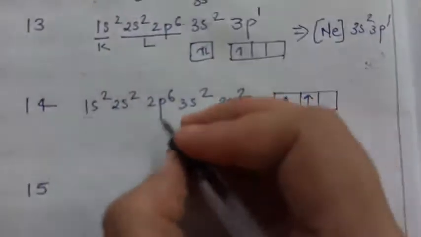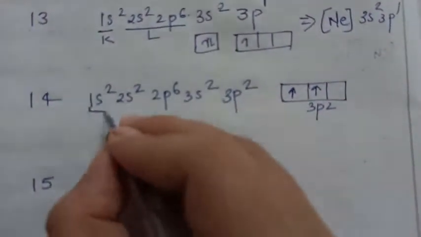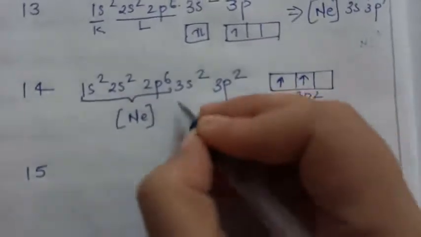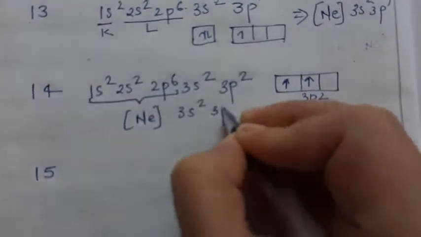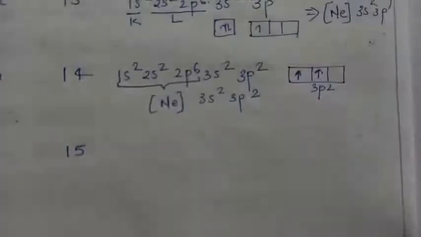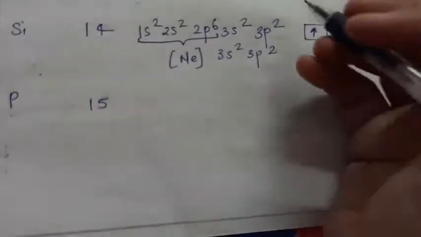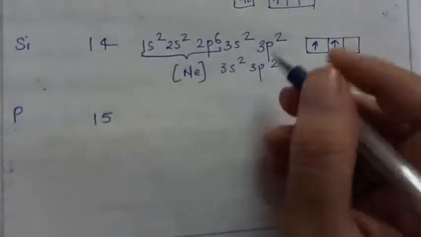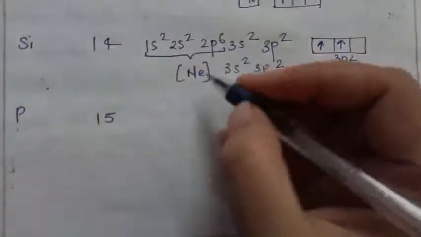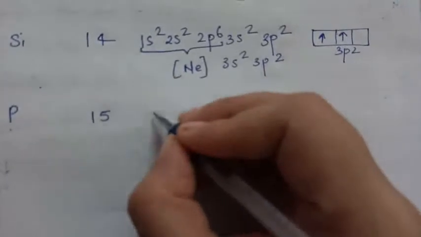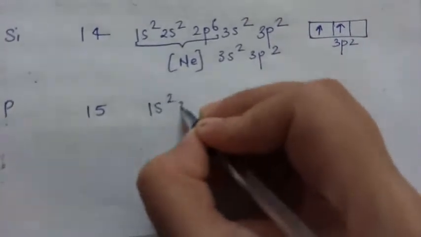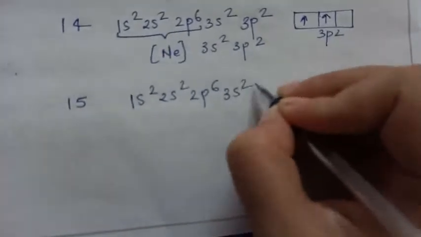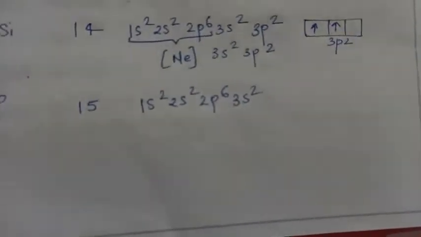So we can write it in short as, in place of this much part हम neon लिख सकते हैं. तो neon 3s2 3p2. So these are the two ways of writing. Both are correct. One is entire expanded form, the other is the small way of writing. Next is phosphorus. So atomic number 15, 1s2 2s2 2p6 3s2, this much is same, representing 12 electrons.